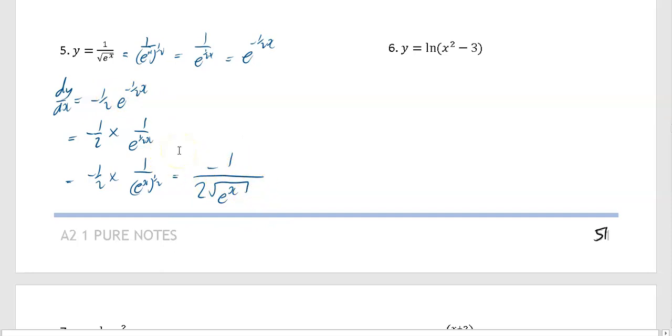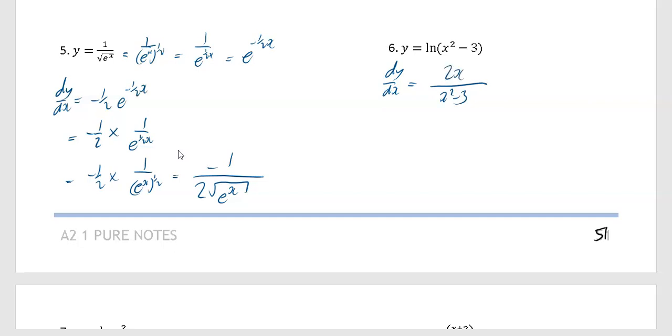Okay, example 6, you had got y is equal to x squared minus ln of x squared minus 3. So differentiate, you're going to have x squared minus 3 in the bottom line. Differentiate your function, and you'll get just 2x.